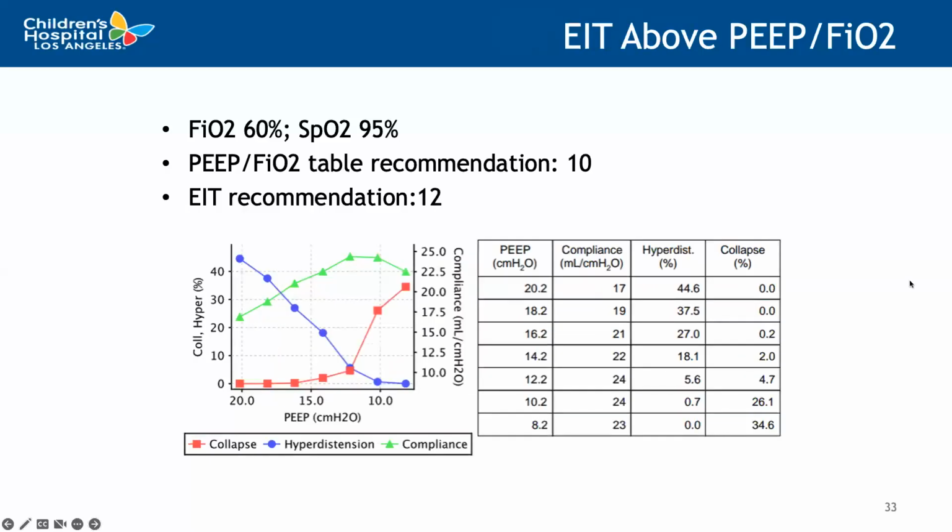Here's another example. This patient is on 60% FiO2, saturating 95%. The EIT recommended PEEP would be 12, and for this patient, the PEEP FiO2 table recommendation is 10. So this patient has a PEEP slightly above the PEEP FiO2 table recommended PEEP, and as you can see, it's pretty in line with their compliance. Both the crossing point and compliance are occurring at the top of the compliance curve.